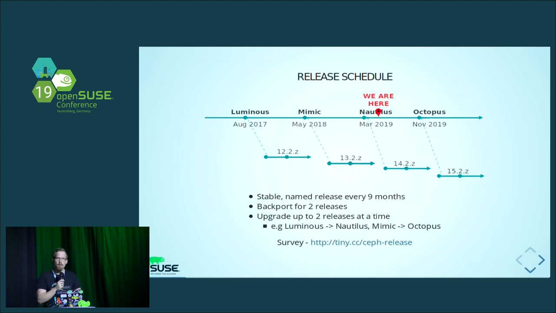The current release cadence is under a heavy debate. I just added a link. Don't get confused, this one is redirecting you to Twitter, where they started a survey last weekend during Cephalocon to ask the audience if we should maybe switch back to a 12-month release cadence instead of a 9-month release cadence. So please make use of it. I would like to switch to a 12-month release cadence again.